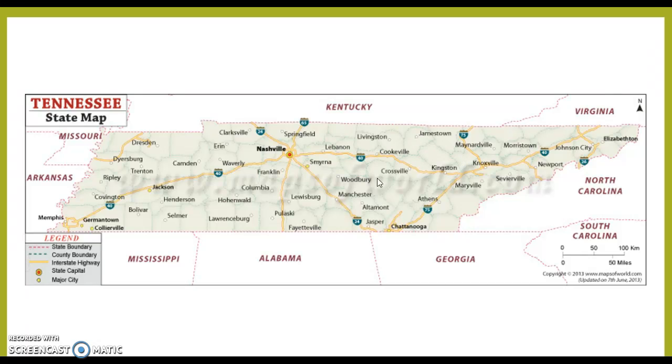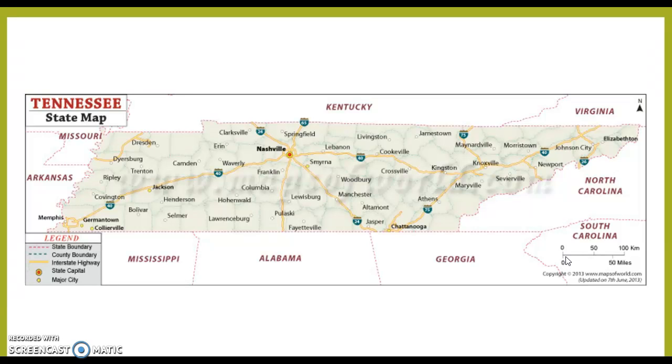So some things that we can look at on this map are our border states: Kentucky, Virginia, North Carolina, Georgia, Alabama, Mississippi, and Arkansas and Missouri. We can also see where north is. This is one of our cardinal directions: north, south, east, and west. Well, here's north. We can also look at our map scale, which is right here, and it can tell us how big the state of Tennessee is.